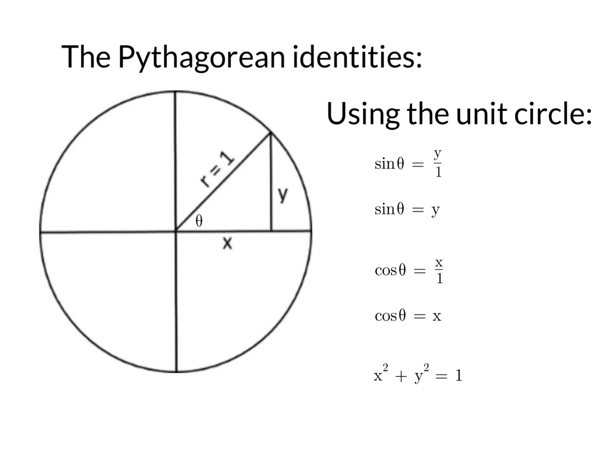Looking at the Pythagorean identities, we use the unit circle. Obviously, the triangle drawn has a radius of 1. We've got an angle theta in the corner, the length of the triangle is x units, and the height of the triangle is y. Using our SOHCAHTOA, sine theta equals y, and cos theta equals x. And using Pythagoras, you get x squared plus y squared equals 1.